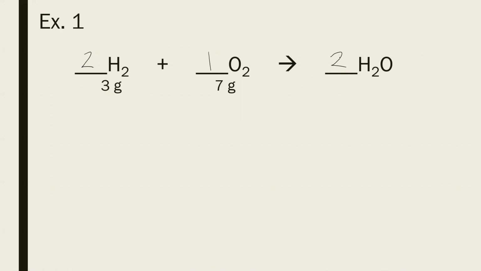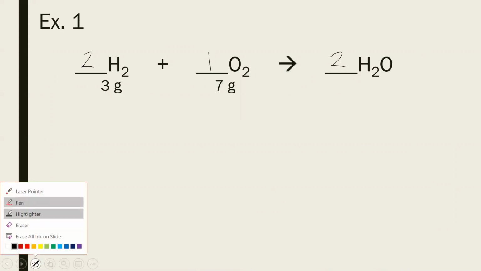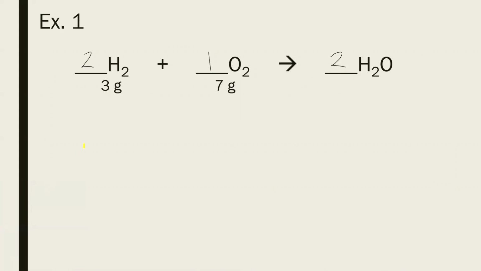Okay, so I'm going to tell you right now, there's 2 ways to figure out the limiting and the excess reactants. You only have to do one. I'm going to do both ways. You do not have to do it both ways. I'm going to do it both ways to show you it doesn't matter which way you do it.